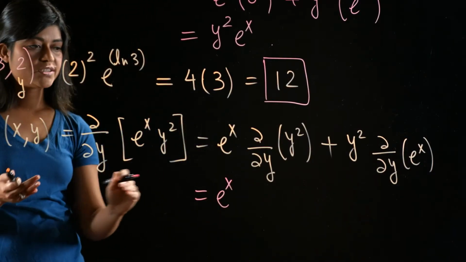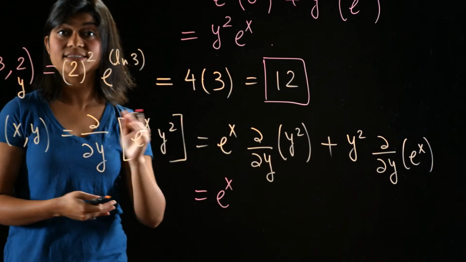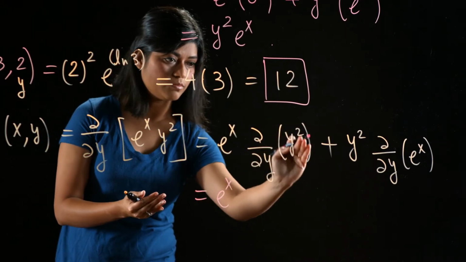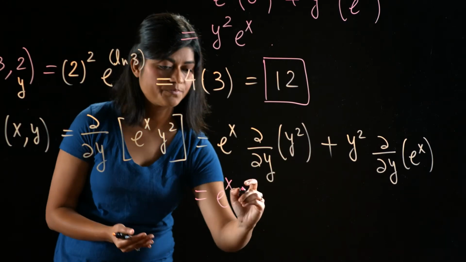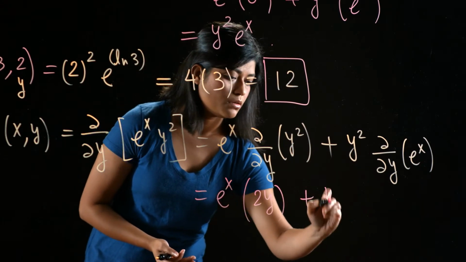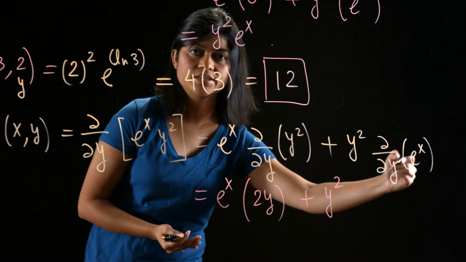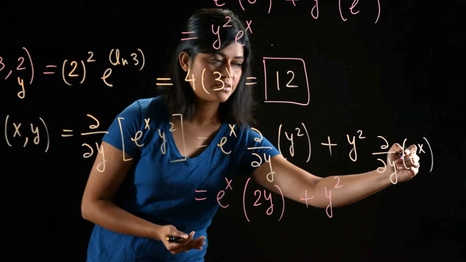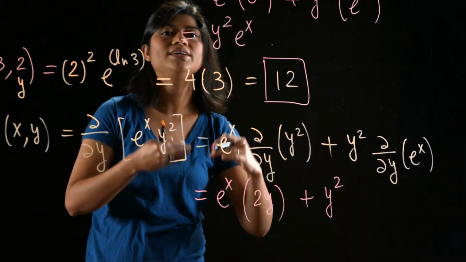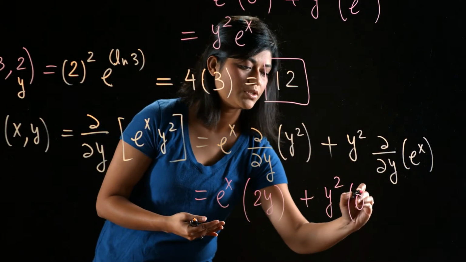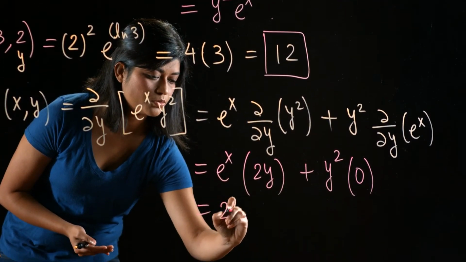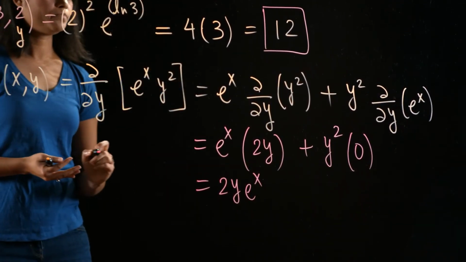Now be very careful. This is a partial derivative with respect to y, so x is constant. When you see the same variable, it's fine. Notice that this function is y squared, there is no x, so you can compute the derivative of y squared as 2y. For the second term, you have a function in x and you're computing the derivative with respect to y. It's a partial derivative, x is constant, so e to the x is constant, and so the derivative is just 0. And so your expression is 2y e to the x.